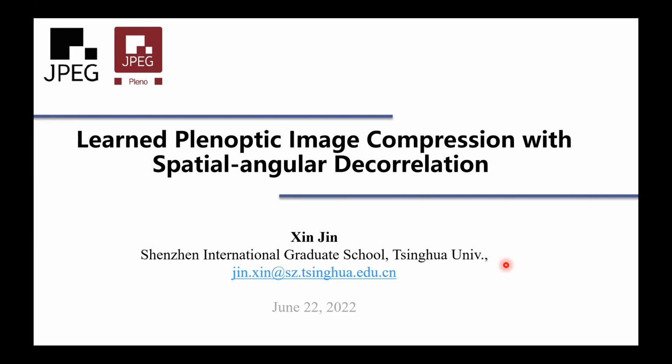So I'd like to start from the imaging architecture. Sorry, Jinjin, I think we only see your first slide. Yes, okay. I will continue. Okay, so I'll first start from the imaging architecture.